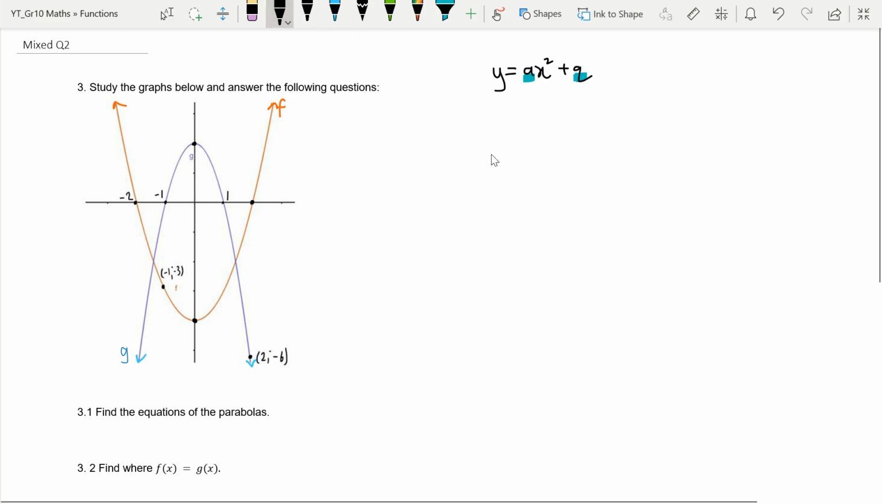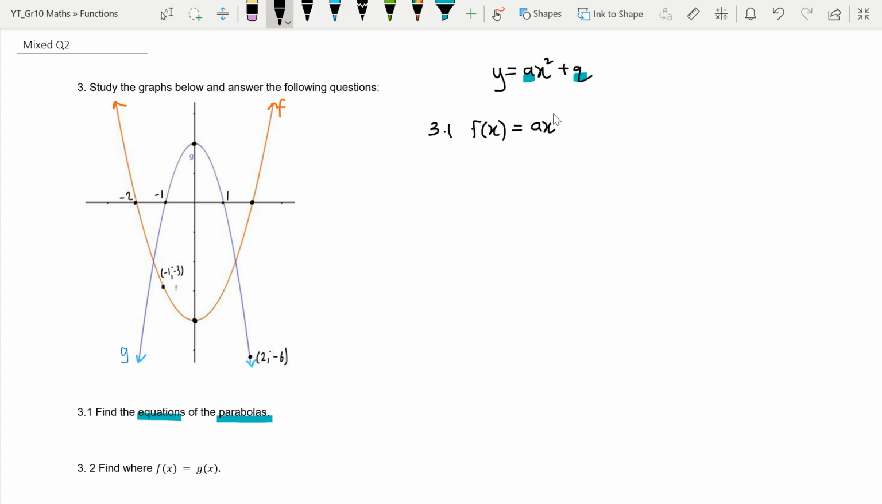All right, for 3.1, let's see what they say. Find the equations of the parabolas. So we need to find the equation for both, for f and then for g. Obviously, it doesn't matter which one we start with. Let's start with f. So we are going to find the equation of f(x) in the form ax squared plus q because it is a parabola.